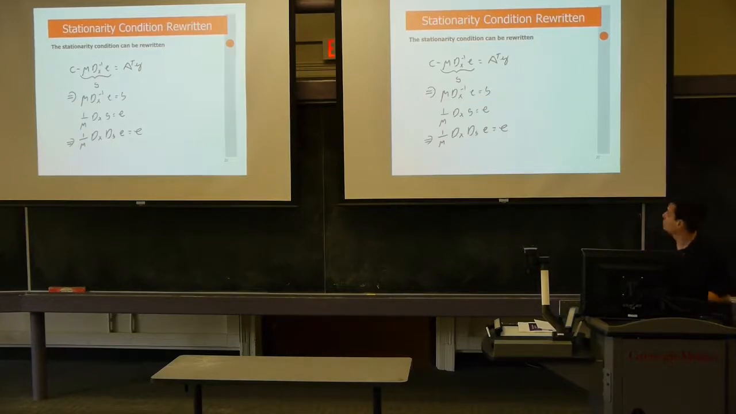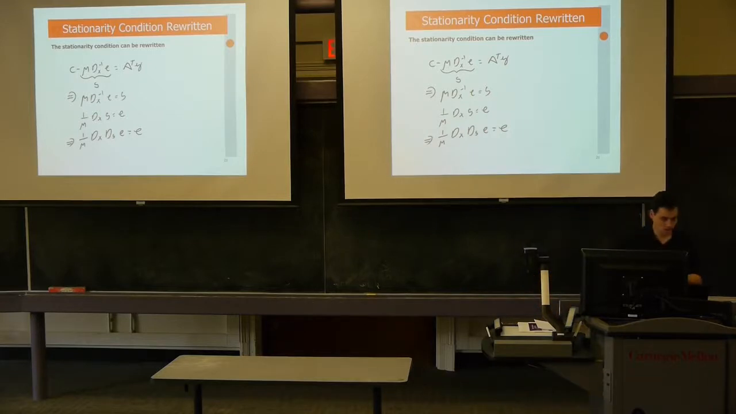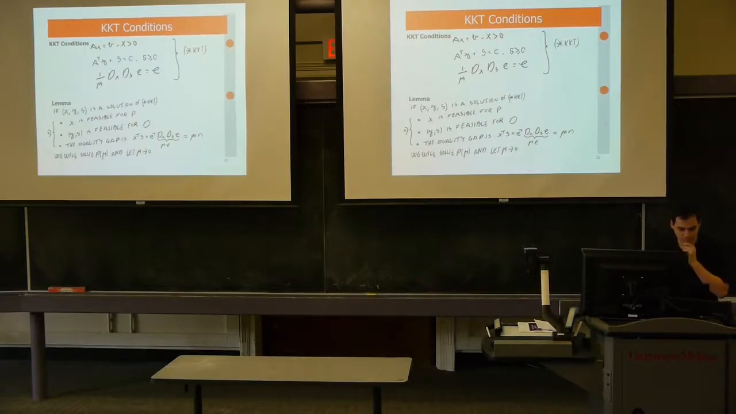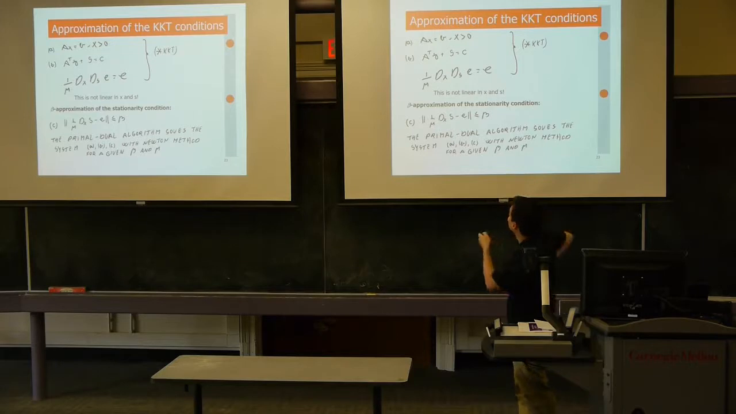Then we rewrote this condition in this form. So we know that at the optimum, this has to be satisfied. So these are the KKT conditions. We want to find X, Y, and S such that these equations hold. And we discussed that everything is linear here except this one, and because of that, we cannot exactly solve this equation. We can just approximate these equations.